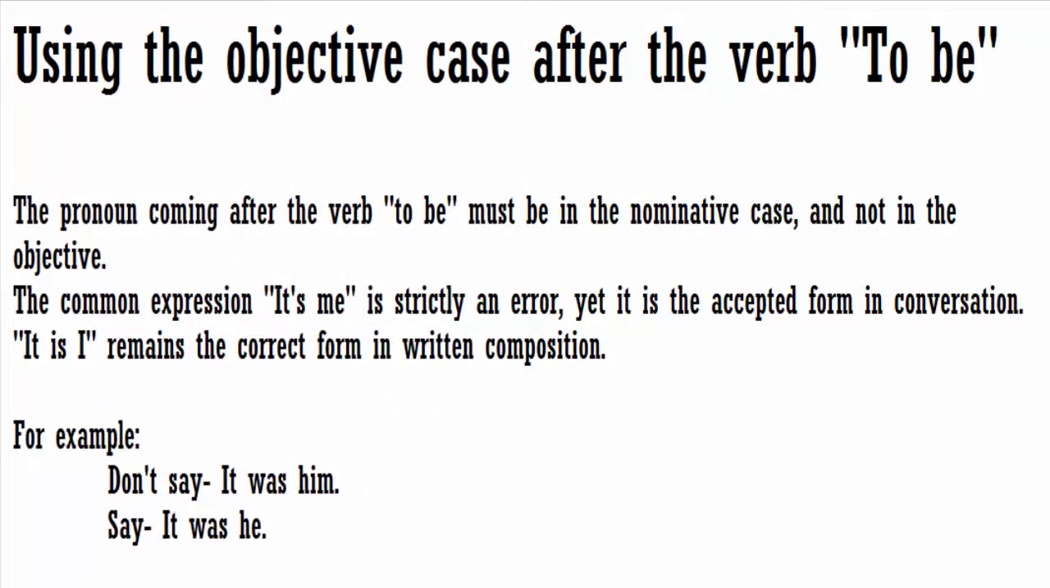The pronoun coming after the verb to be must be in the nominative case and not in the objective. The common expression, "it's me," is strictly an error, yet it is the accepted form in conversation. "It is I" remains the correct form in written composition. For example, say "it was he." Don't say "it was him."